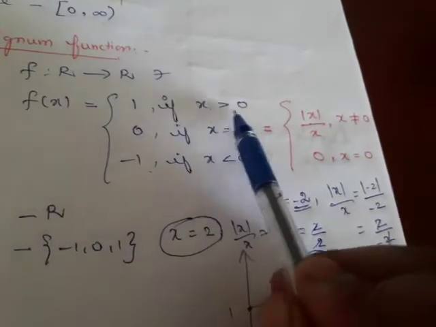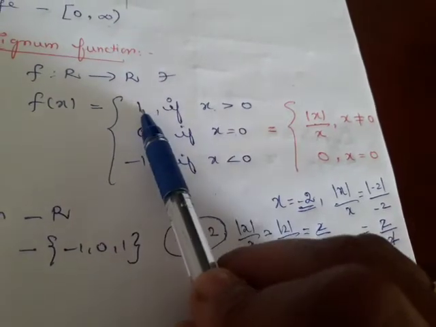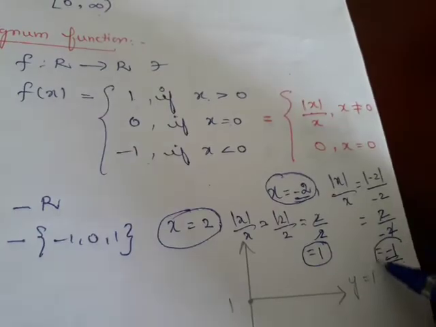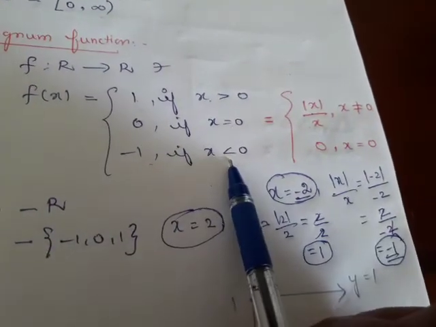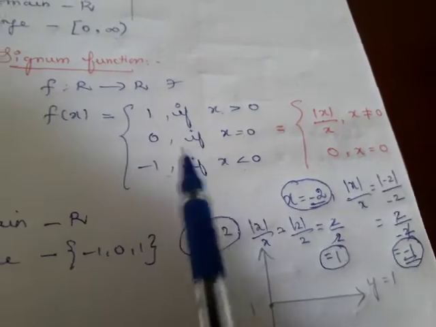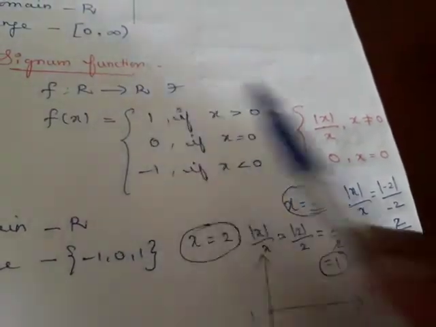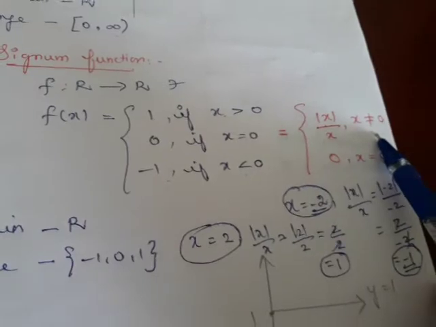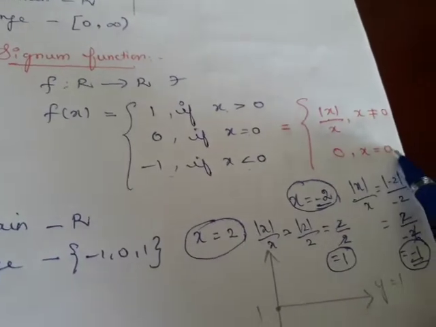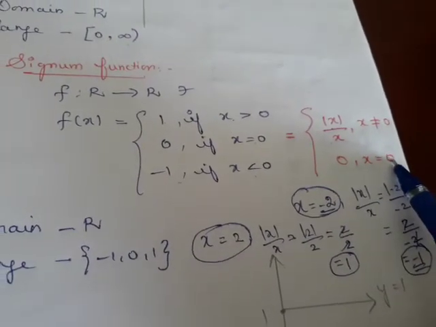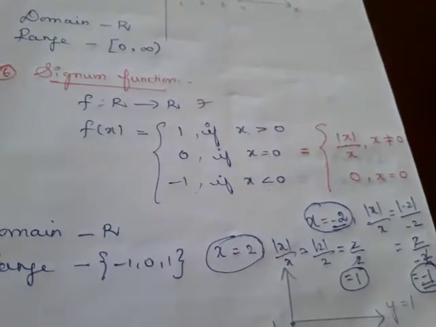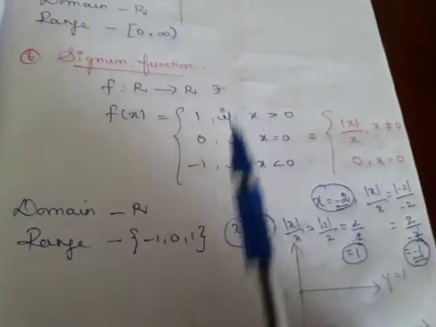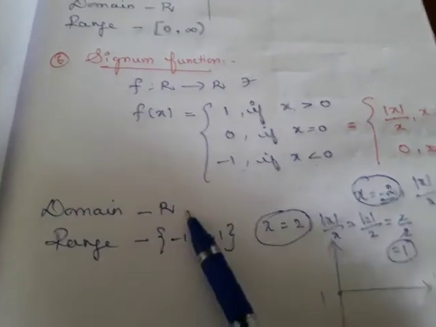So if I choose a positive number greater than 0, you should get 1. If I choose x as minus 2, I get minus 1 as my answer. So if you choose a negative number, you will get minus 1. This signum function can be rewritten like this: modulus of x divided by x when x is not equal to 0, but it is equal to 0 when you have chosen 0. When x equals 0, the value will be 0. Hope you understood.